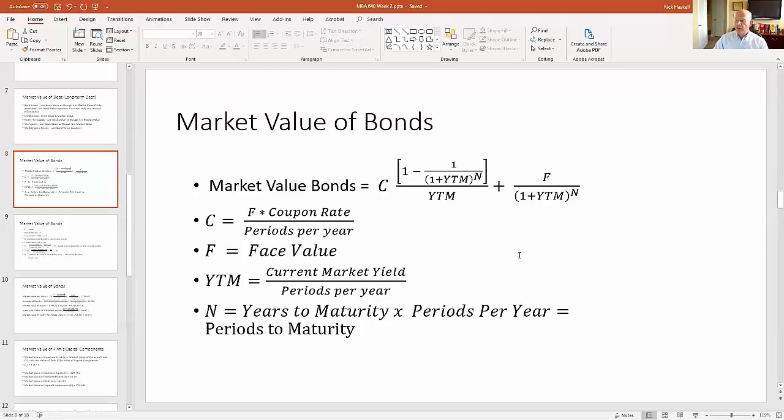So when we look at the market value of bonds, we're looking at an equation that is equal to C, and C means the coupon payment, not the coupon rate, but the coupon payment, C times 1 minus 1 divided by 1 plus YTM to the power of N, all of that divided by YTM. Now I will tell you that this first part of the equation, the left-hand part, is the present value of the interest stream to investors for owning the bond.